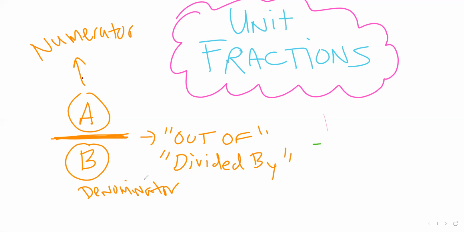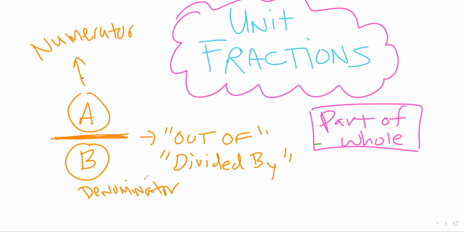So it's actually less than, right? A fraction is less than a whole. And we'll talk about that. And a unit fraction, specifically, refers to when our numerator is the number 1. So here are a few examples of that.